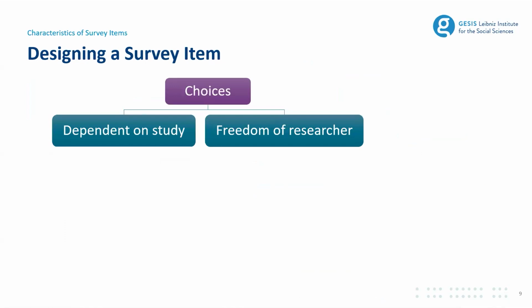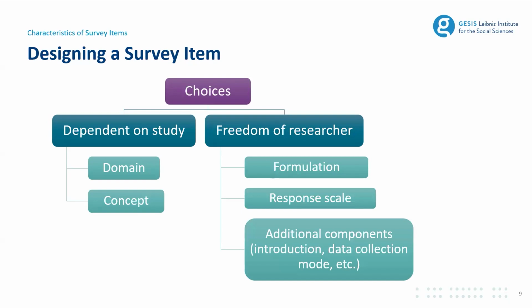Having said that, some of these choices are dependent on the study itself, and in some choices, it's your own freedom. You can choose certain things. So, for example, the domain and the concept, so what you're asking about, is basically given by your study. If you have a study on political trust, well, you have to ask something about political trust. But you're free in the way you formulate your question, in what way you design your response scale, and also some additional components, such as whether you want to have an introduction to your question, or what the data collection mode of your survey in general is, and so on.